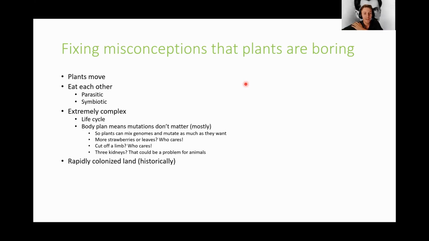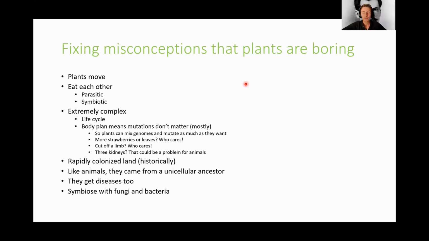So there you go. They rapidly colonize land. And we talked about that a little bit earlier. Like animals, they came from a unicellular ancestor. Every multicellular organism has a unicellular ancestor. That's just how life works. They get diseases. They do. Plant diseases are a big deal in the agricultural industry. They symbiose with fungi and bacteria. Like we have bacteria in our guts, they have bacteria in their leaves and their roots and all of their structures. And it's very complex interactions. So just keep that in mind.